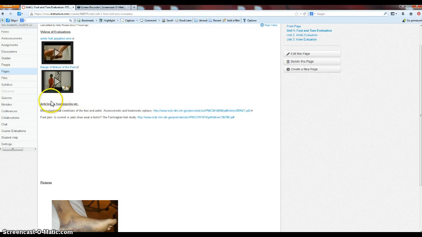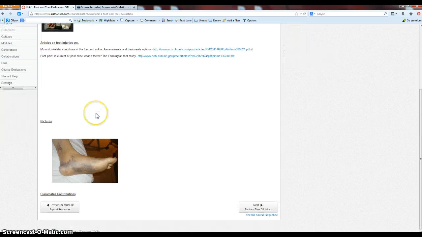Next, I looked up some articles about conditions of the foot, and about foot pain. These are a good way for the students to see what injuries occur in the foot, kind of get them familiar with some research in the evaluation setting. These can be anywhere from assessment and treatment options to just a general case study of an injury that someone saw.